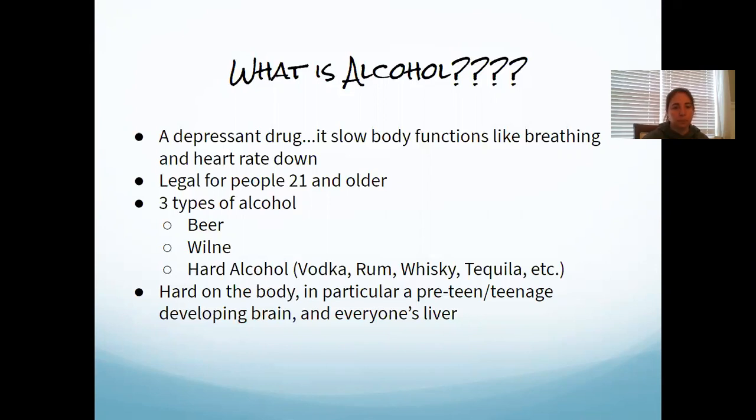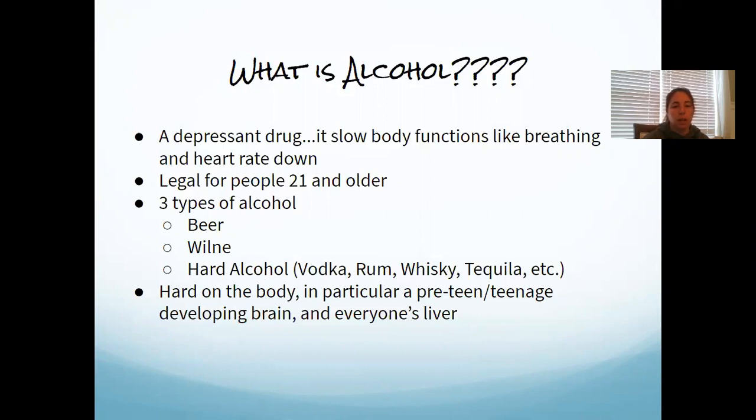Okay. There are 3 types of alcohol that you hear about: beer, wine. I need to fix that right here. It's not wine, there should be no L. I got a little happy with the keyboard, I guess. And then there's hard alcohol like vodka, rum, whiskey, tequila, all that kind of stuff.